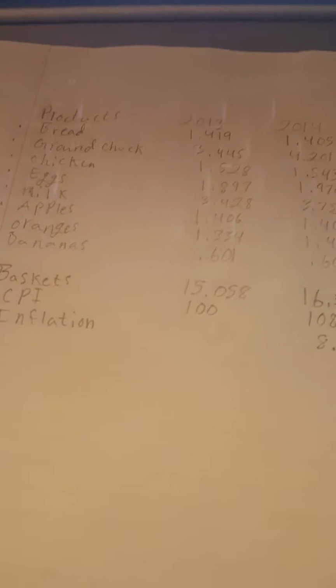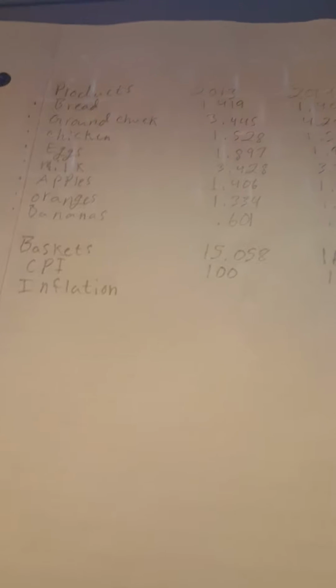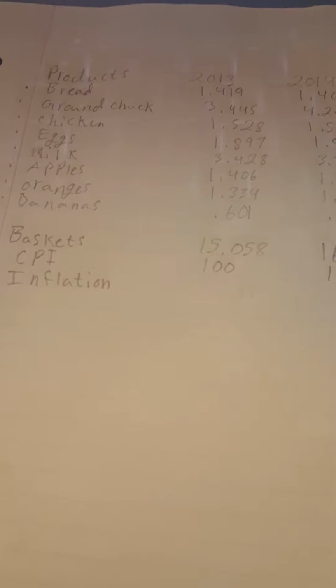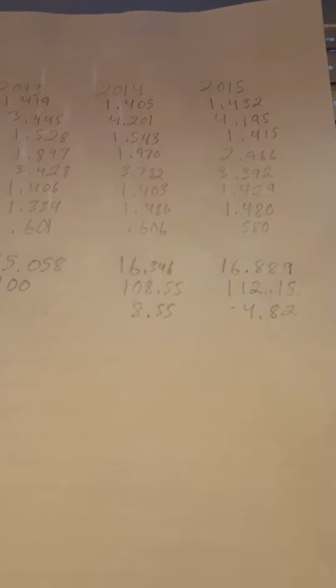Now what I did with the average price of every product was I added it up and it gave me my total amount, which is the basket. Now my basket for the year 2013 came out to 15.058. For 2014, 16.346, and 2015, I had a total amount of 16.889.